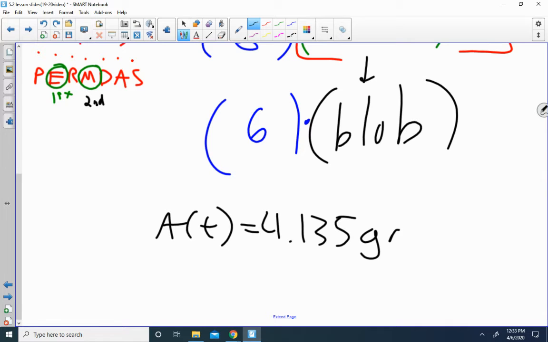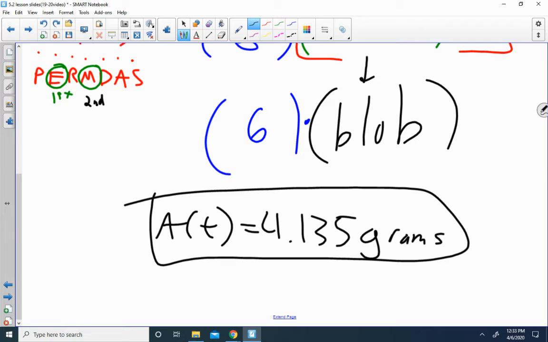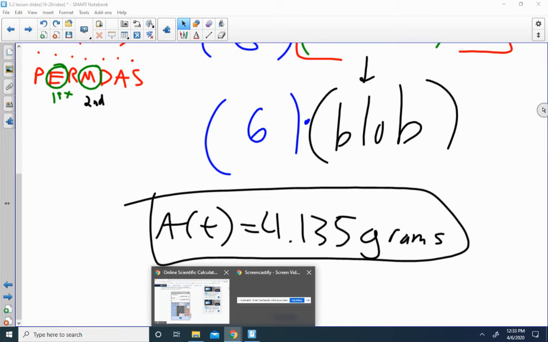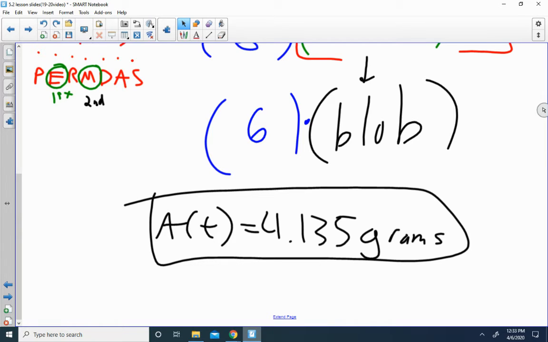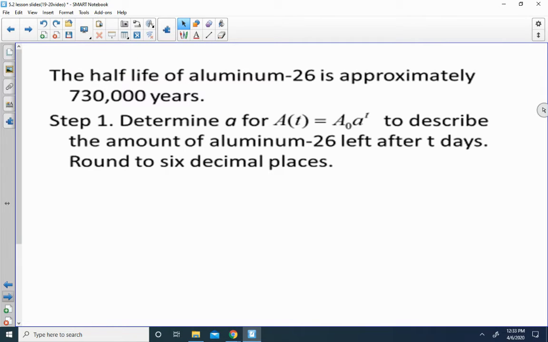4.135 grams, and you're good to go. All right. Let's try one more example similar to this, and then I just have a quick offside example, and then this video will be good to go. Okay, next slide. One more time.